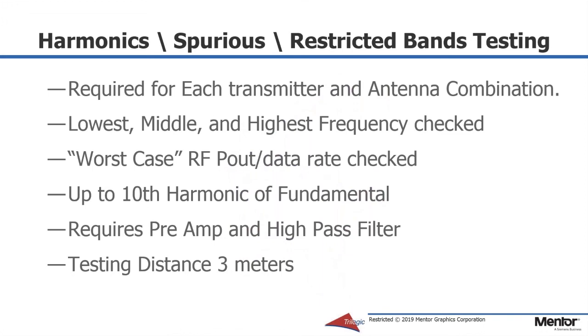So these are some of the several test requirements for most IoT wireless products. We have the transmitter power test. They pick the lowest, middle, and highest frequency they have to check. Worst case RF power out, the data rate is checked as well, up to the 10th harmonic. Sometimes there's preamp high pass filter testing, and all this testing is done at 3 meters in open air.